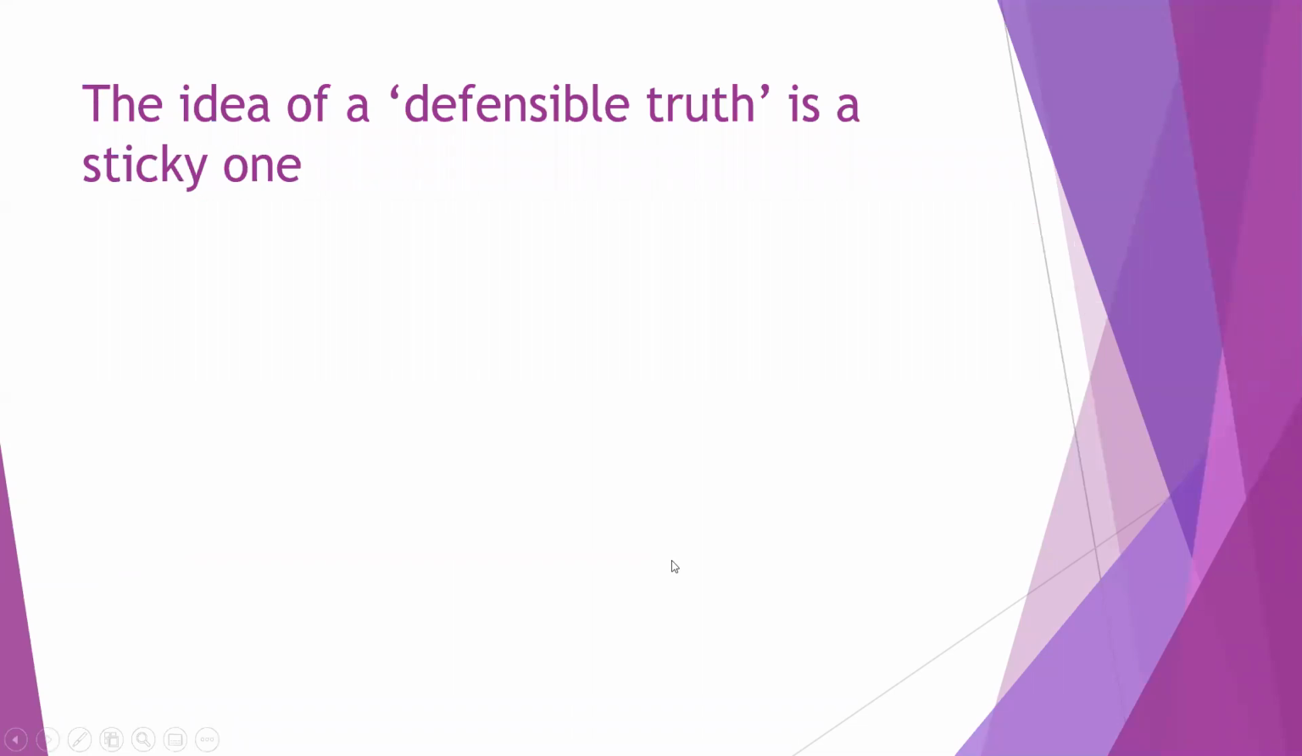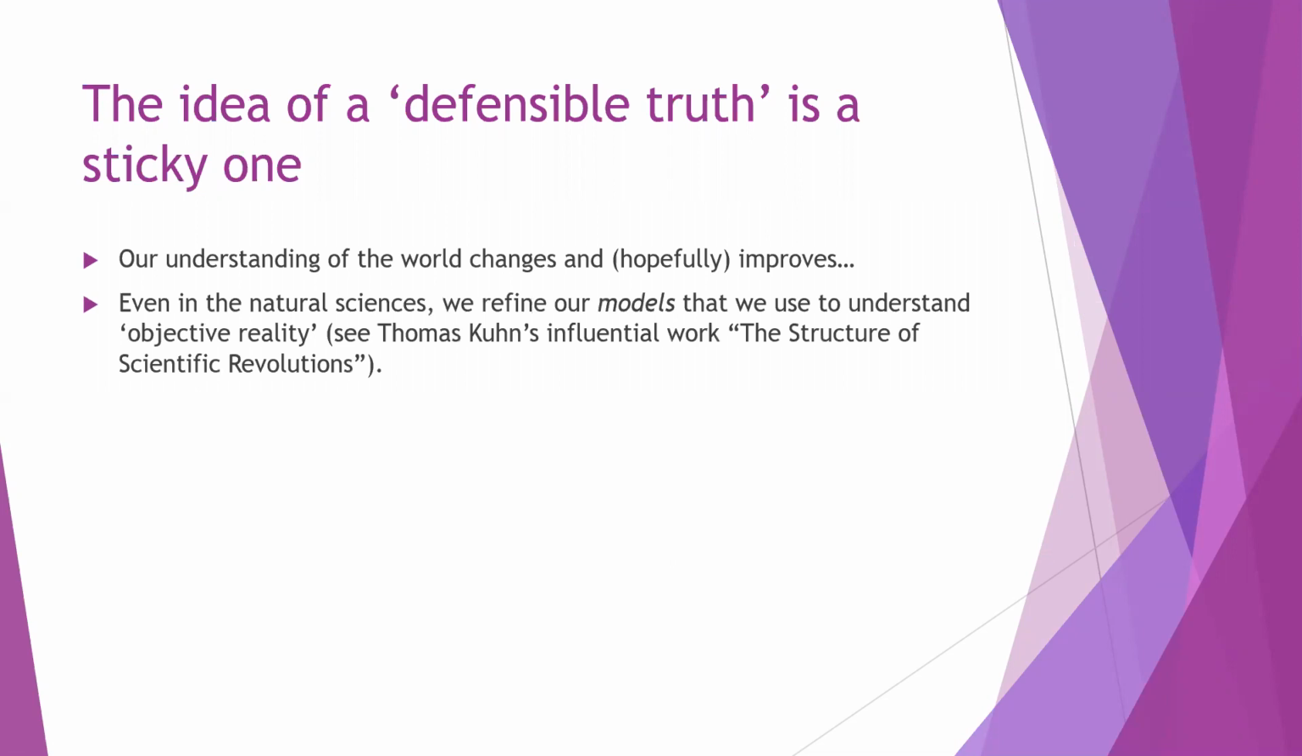Now, this idea of a defensible truth is not as easy and straightforward as it seems, because our understandings of the world change and hopefully improve. We certainly have not arrived at an understanding of everything and anything forevermore, amen. Far from it, thank goodness, otherwise researchers would be out of a job. Even in the natural sciences, we refine the models that we use to understand what we call objective reality. If you really want to understand some more of this, you can look at Thomas Kuhn's influential work, The Structure of Scientific Revolutions. Put it this way, humans once believed the Earth was flat.